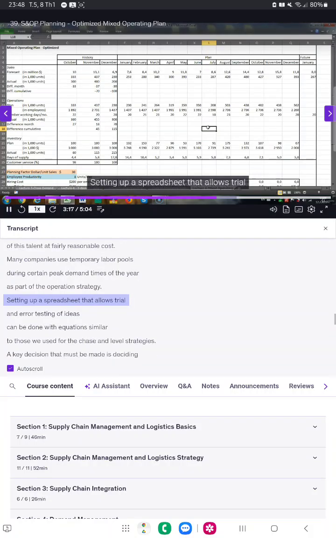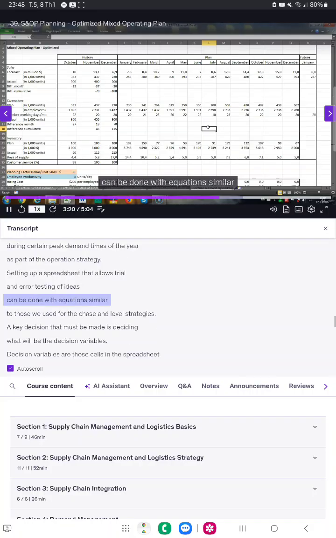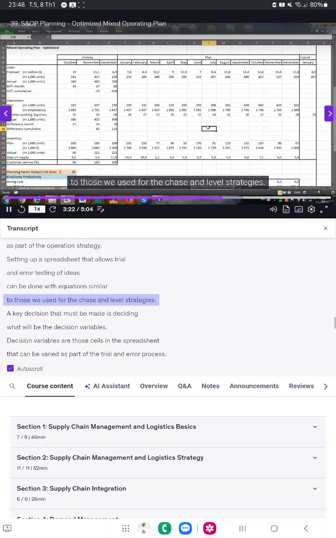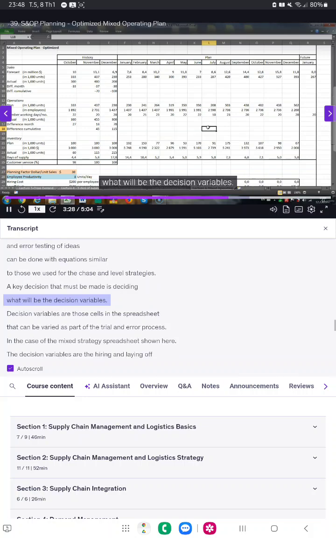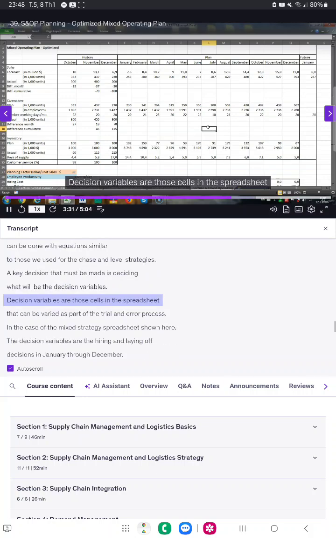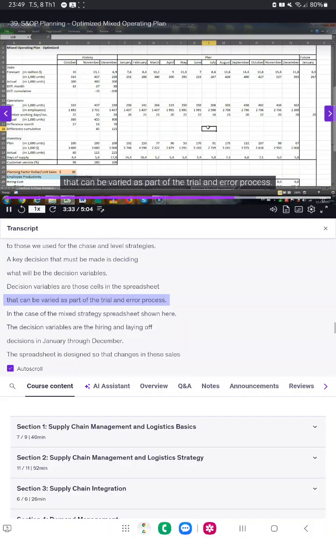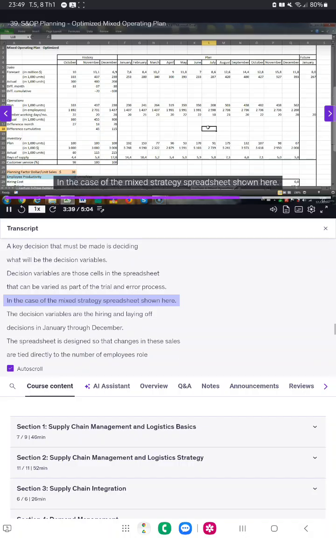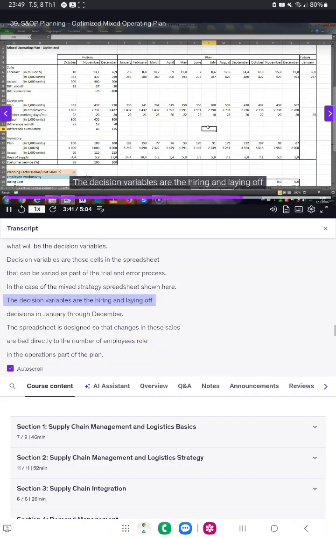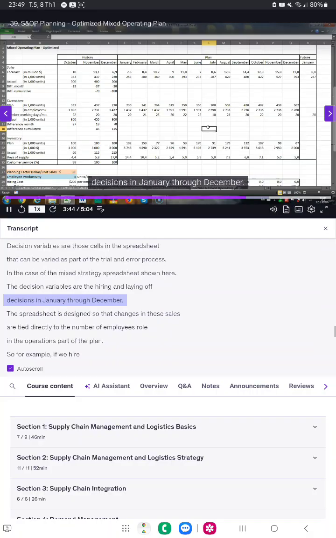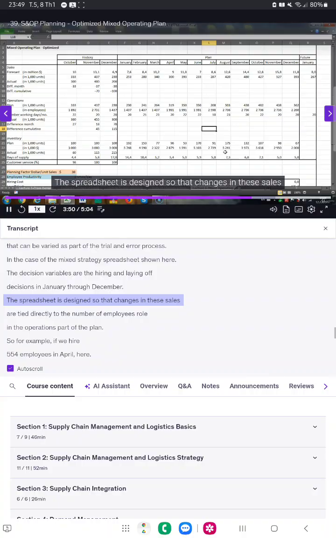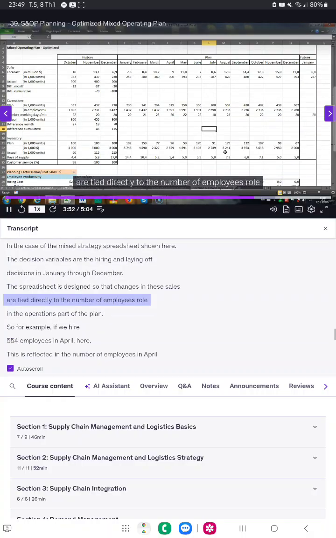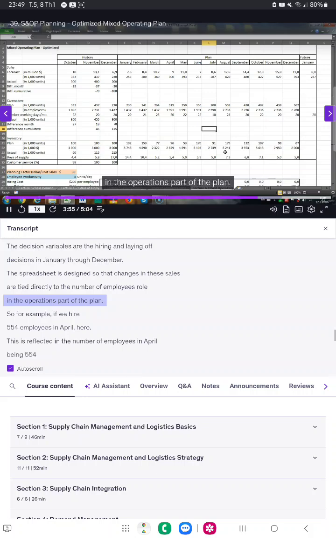Setting up a spreadsheet that allows trial and error testing of ideas can be done with equations similar to those we used for the chase and level strategies. A key decision that must be made is deciding what will be the decision variables. Decision variables are those cells in the spreadsheet that can be varied as part of the trial and error process. In the case of the mixed strategy spreadsheet shown here, the decision variables are the hiring and laying off decisions in January through December. The spreadsheet is designed so that changes in these cells are tied directly to the number of employees row in the operations part of the plan.